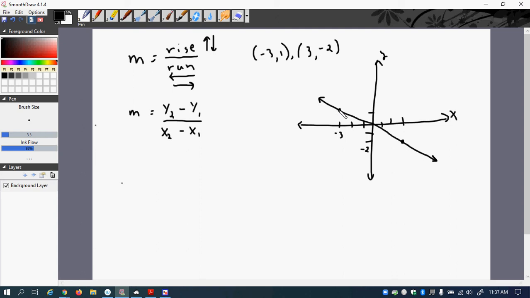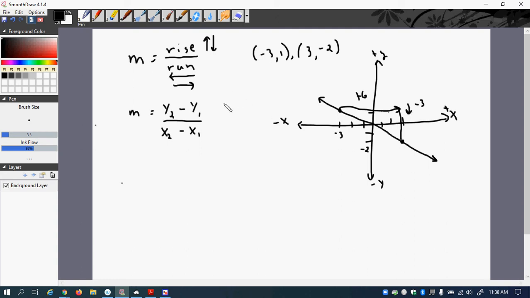So going from this point to this point, you would run basically 1, 2, 3, 4, 5, 6. So you're going to run 6. And since I went to the right, it's positive 6. But then I'm going to go down 1, 2, 3. So I'm going to go down 3, which is negative 3. So going down is negative, going to the right is positive. So again, it follows the graph because this is a negative direction, this is positive, this is positive, this is negative.